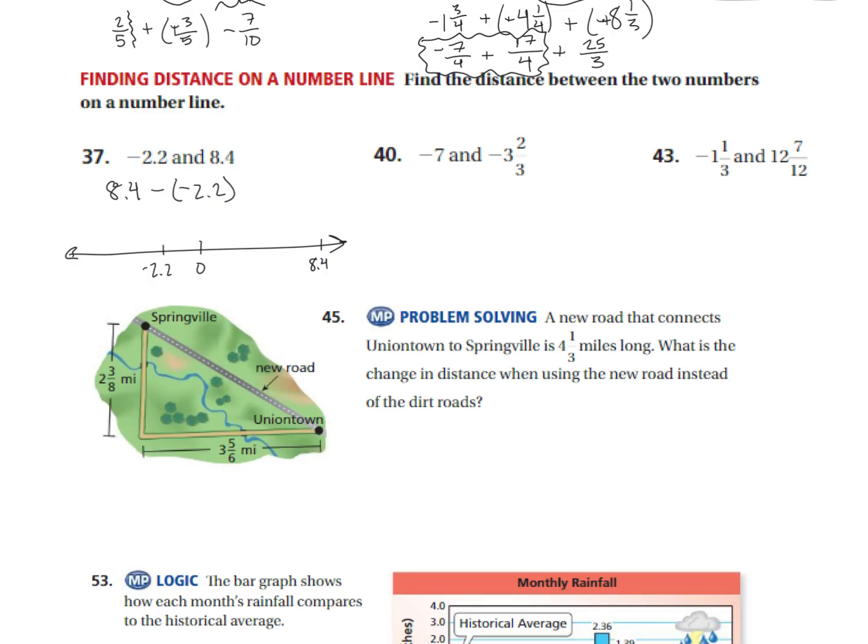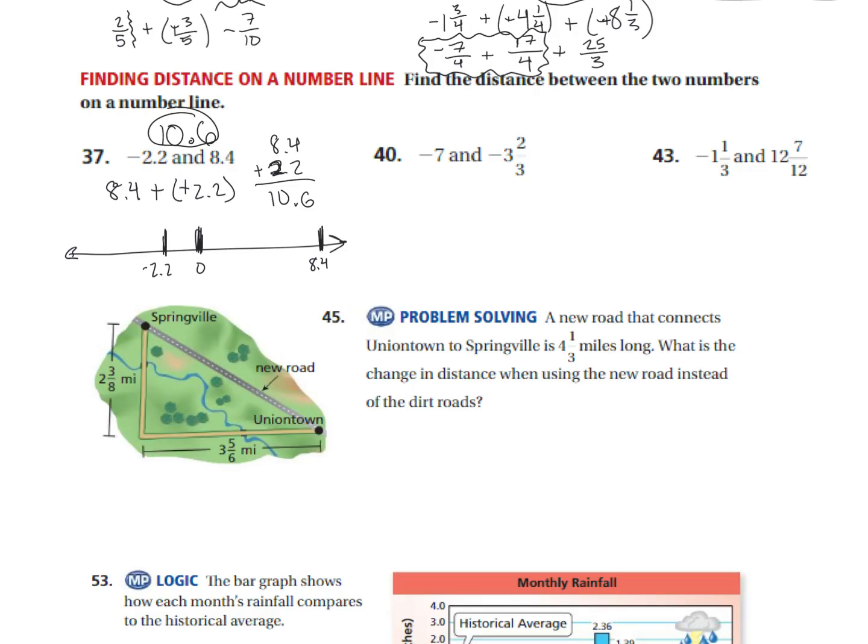What's going to happen in this case is it's going to make sense that when we chop, we're really just adding, because I need to add this distance to this distance. So 8.4 plus 2.2 is going to be 2, 6, 10, meaning the distance between these two numbers on a number line is 10.6.